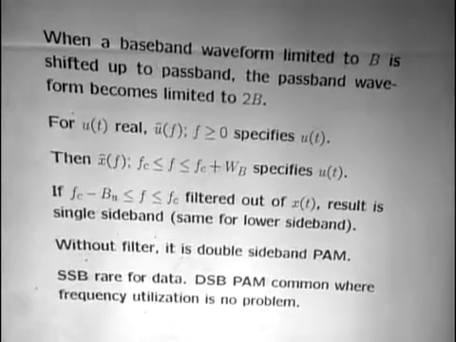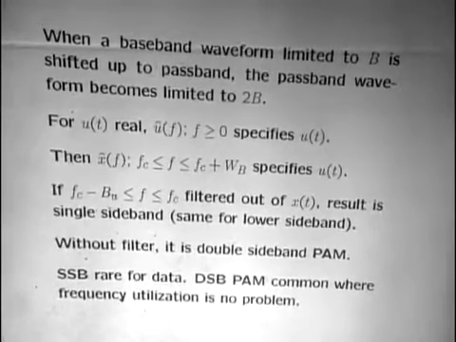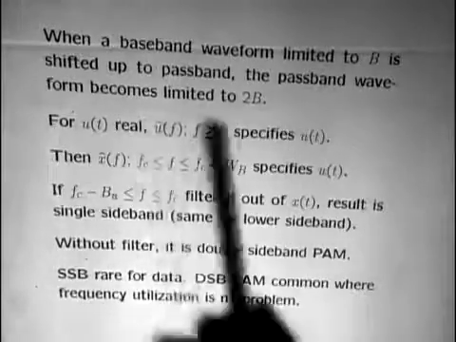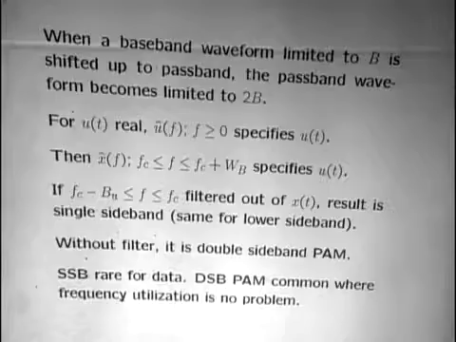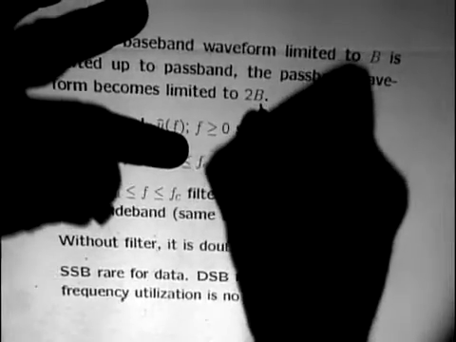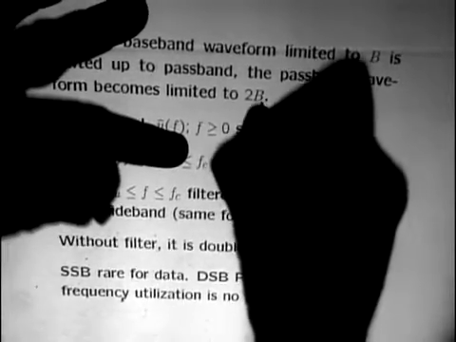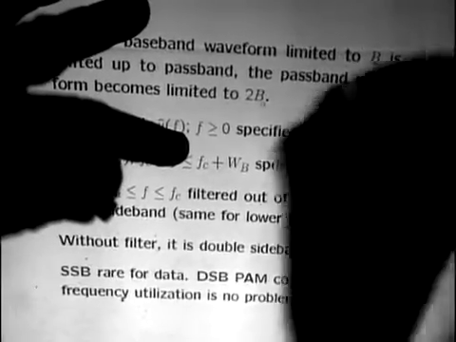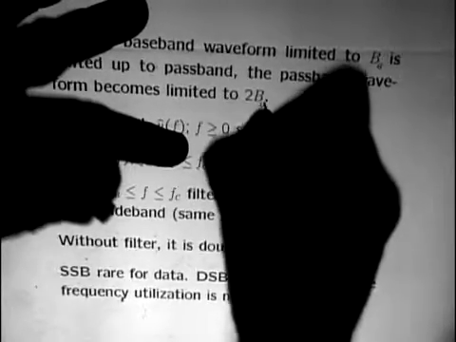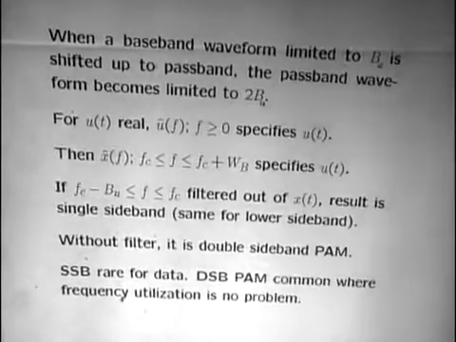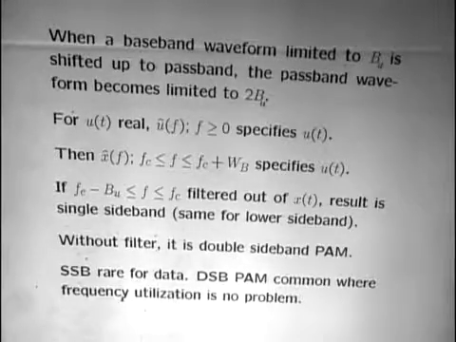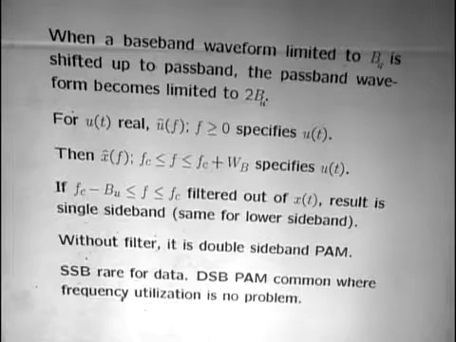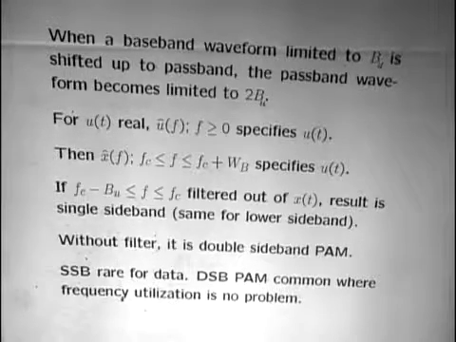Okay, if a baseband waveform is limited to B, if it's shifted up to passband, the passband waveform becomes limited to 2B. You might as well put these little u's in here, because putting in little u's here is a way of getting around the problem of talking about baseband waveforms for a while and then talking about passband waveforms, and one of them is always twice the other one.